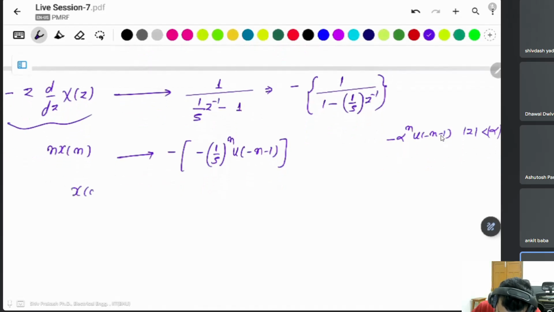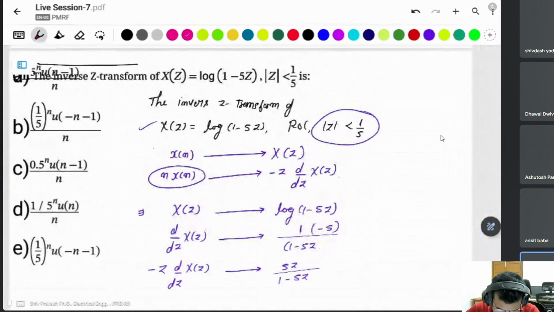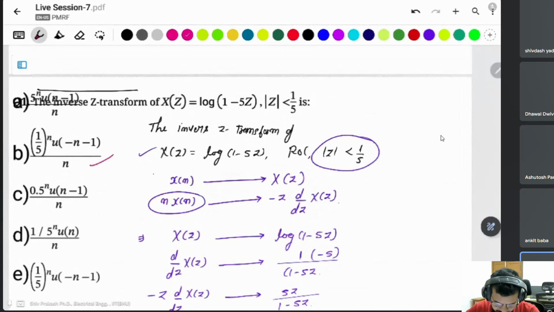Then x[n], the inverse transform of the system, will be (1/5)^n u[-n-1] divided by n. You can find it easily by using the properties of the Z transform. That is, the second option is correct for this one. Here is the division by n.